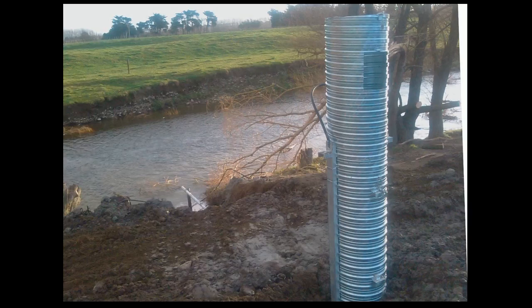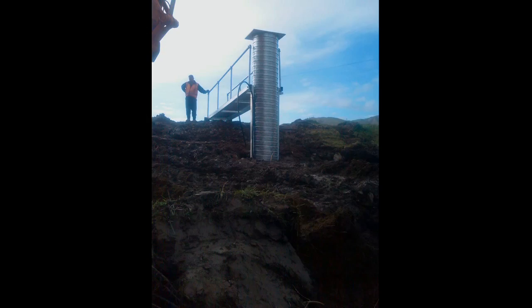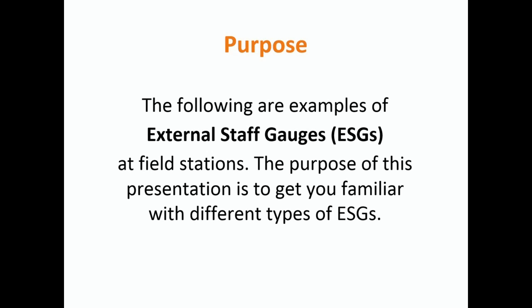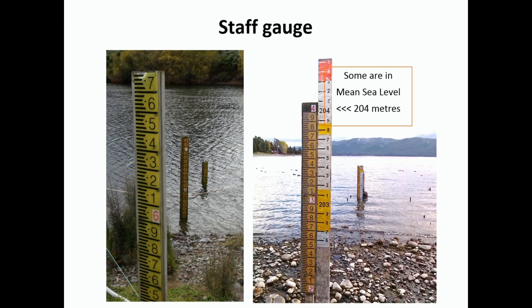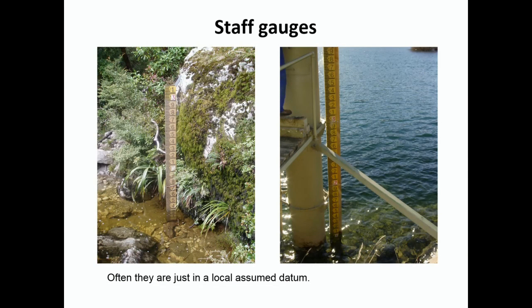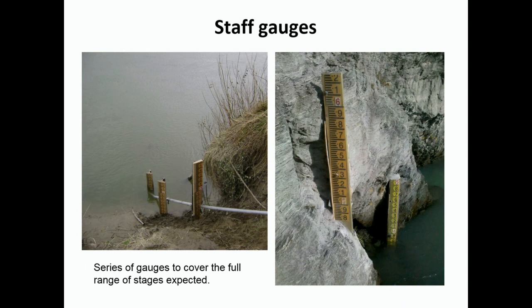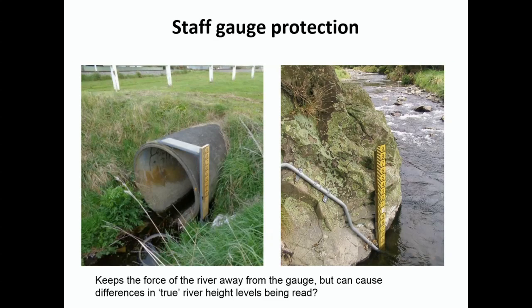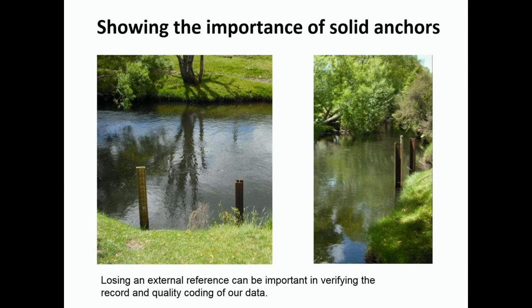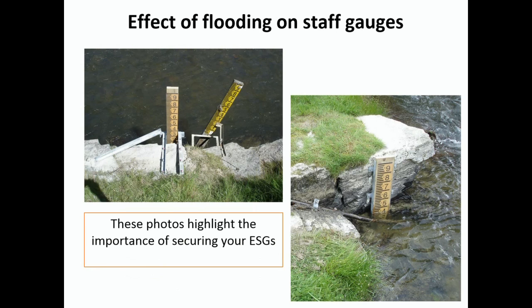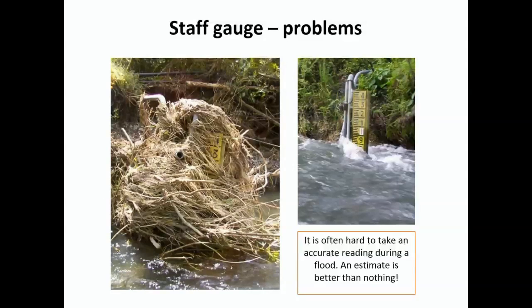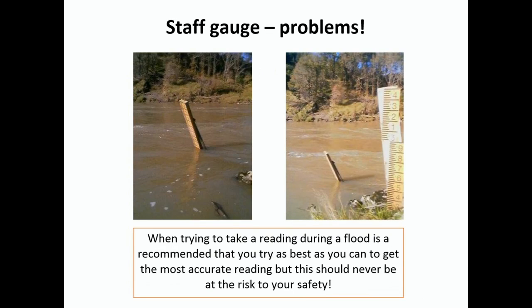This is sped up and slightly shorter just to save time. Then we have staff gauges, purpose, and just examples of what you'll commonly find around the country. With the lakes, rivers, some are sloping, vertical, small streams, big streams, damage that can occur, floods, hard to read.